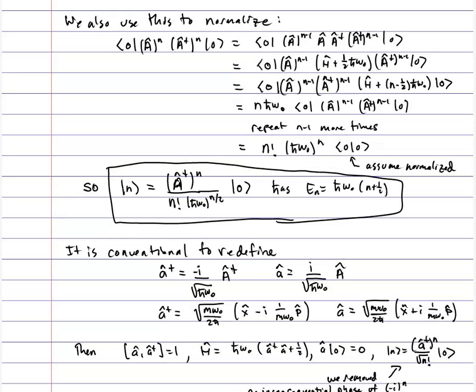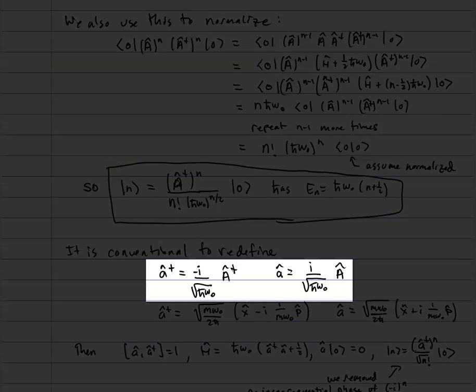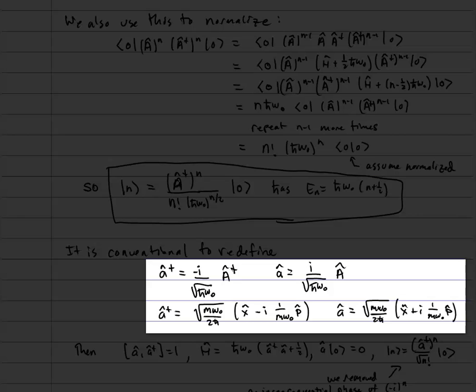Now, let's get to the conventional Dirac raising and lowering operators. Those are denoted with a little a dagger and a little a, and it's just a renormalization of these operators. Minus i over the square root of ħω times big A dagger is equal to little a dagger, and i over square root of ħω₀ times big A is equal to little a. I can now take the a and the a dagger and I can re-express them in terms of the x and p operators. We will get a dagger equals square root of mω₀ over 2ħ times x minus i over mω₀ p, and a is equal to square root of mω₀ over 2ħ times x plus i over mω₀ p.